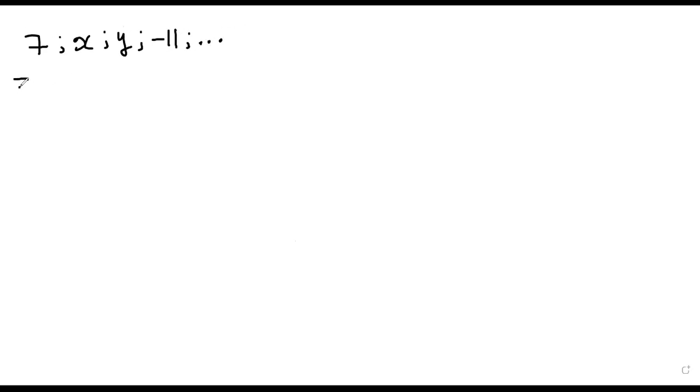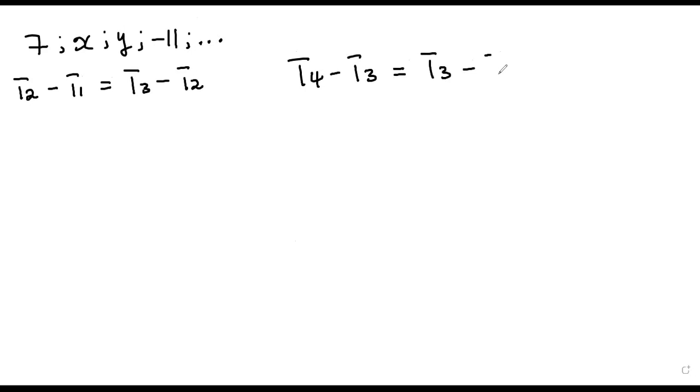This means if I take term number 2 minus term number 1, this is equal to term number 3 minus term number 2. But since I have 4 terms, it's also the same as if I say term number 4 minus term number 3. This is equal to term number 3 minus term number 2, like that.